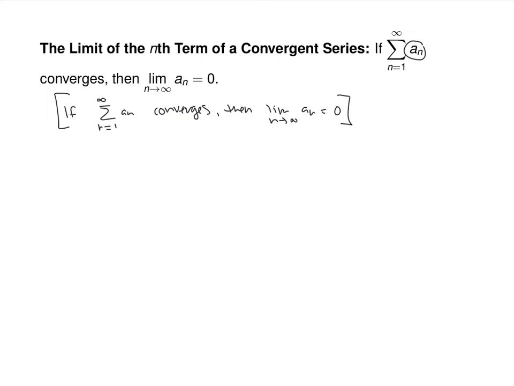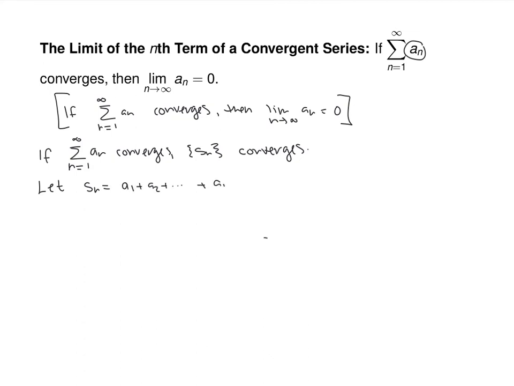Okay, so let's prove that. So if the series converges, so if the series from n equals 1 to infinity of a_n converges, that means your sequence of partial sums, S sub n, converges. That's by the definition of how we define a series converging. So let's find what S sub n is. S sub n would equal a1 plus a2 up to a_n.